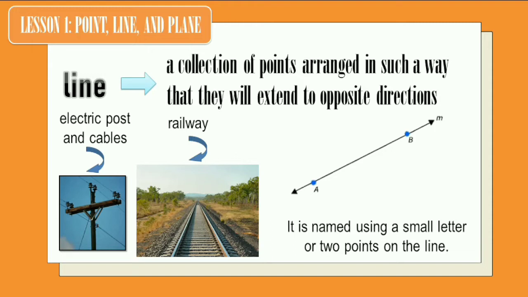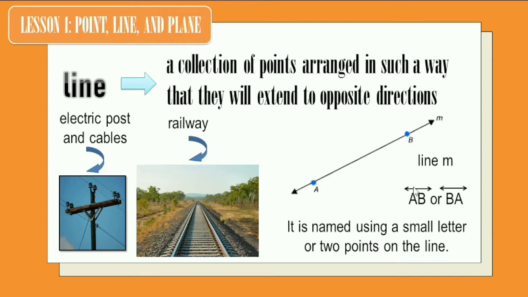How do we name our line? It is named using a small letter or 2 points on the line. Given tayo ng example dito, as you can see, meron tayong small letter dito na M. Tapos, ang pinakita nating points ay A and B. Pero ito ay composed ng mga points. Puro points yung nandyan. Okay? So, to name that, we have line M or simply line AB, or line BA.